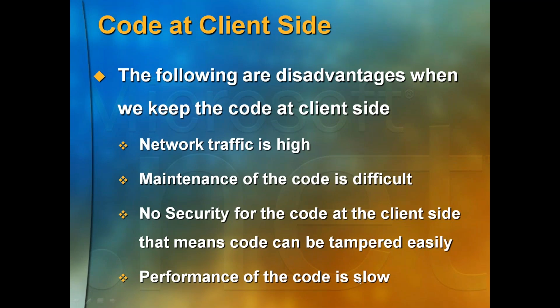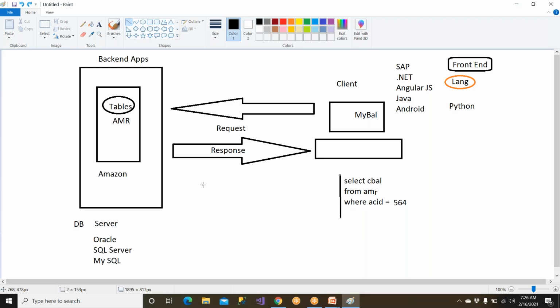The performance of the code is also very slow, because every time these 3000 lines go across, you need network bandwidth. If the network is not fast, it will be very slow. Which code am I talking about? SQL code. We are embedding the SQL code into front-end applications like SAP, Java, .NET, and Android, because we are not able to centralize this code. Clear? Because I can open my SQL Server and write a lot of code.